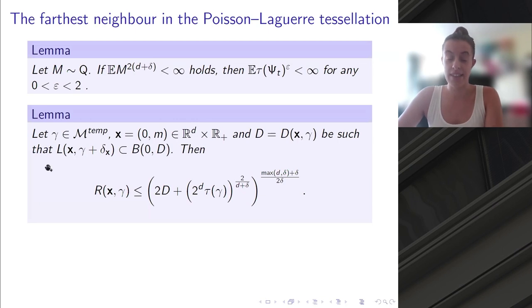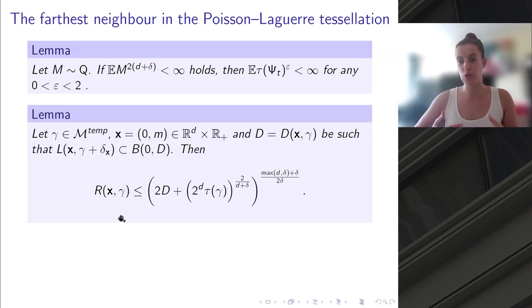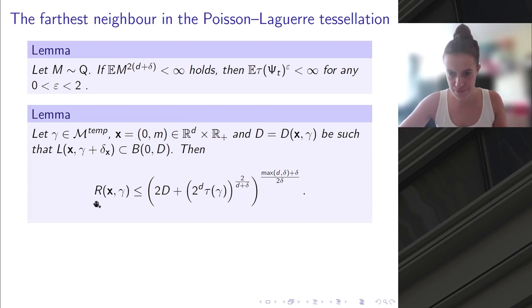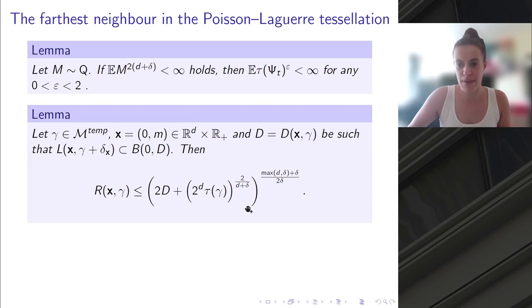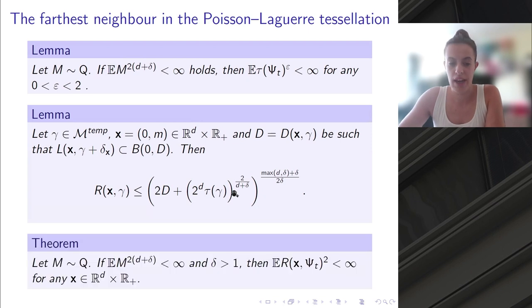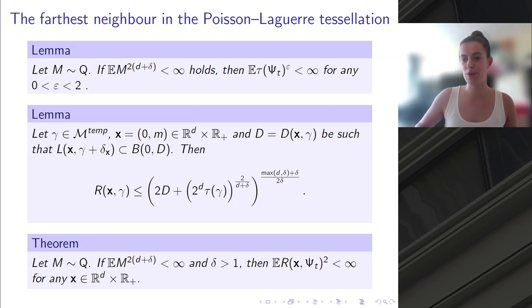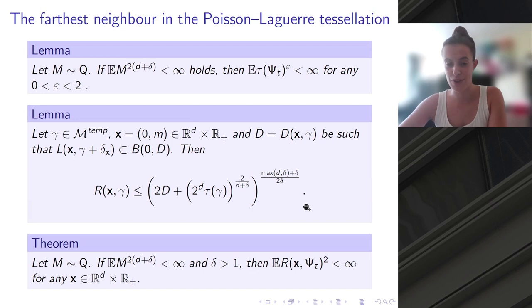Then using this lemma that gives us a non-random technical bound on the distance to the farthest neighbor, which is very ugly, but it is good for us. So using these two lemmas, we were able to prove that the distance to the farthest neighbor under suitable moment condition has finite second moment. And so this is really the stepping stone. And now we need to take these results and to attack the upper bound, which we want to do, and to prove that this upper bound converges to zero.